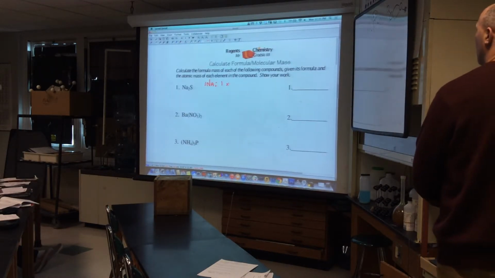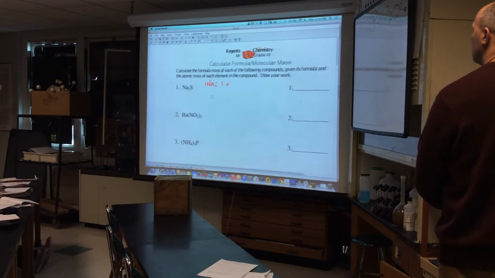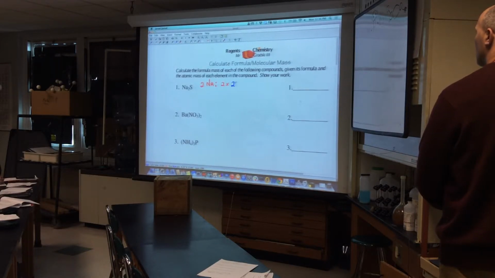Sorry, I put a 1 there. Bad Grodsky, good pizza, whatever that means. Took out a dot too. Taking out dots, taking out things today. 2 sodiums, 2 times, and here's the number, 23. That gives me a 46.